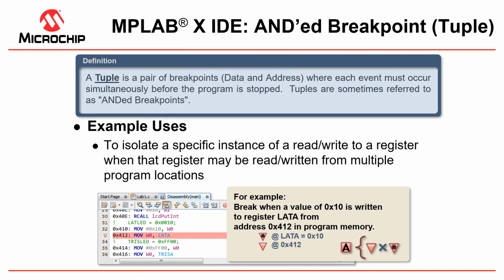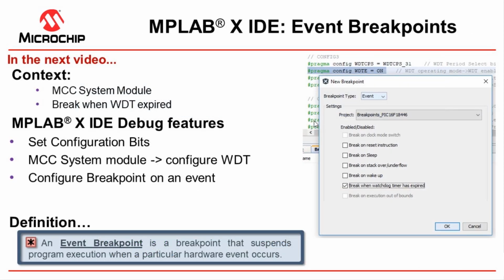Added breakpoints, or tuples, are a pair of breakpoints, data and address, where each event must occur simultaneously before the program is stopped. Example uses are to isolate a specific instance of a read or write to a register when that register may be read or written from multiple program locations. We're not going to demo this now, but in the next video we're going to go on and have a look at event breakpoints.